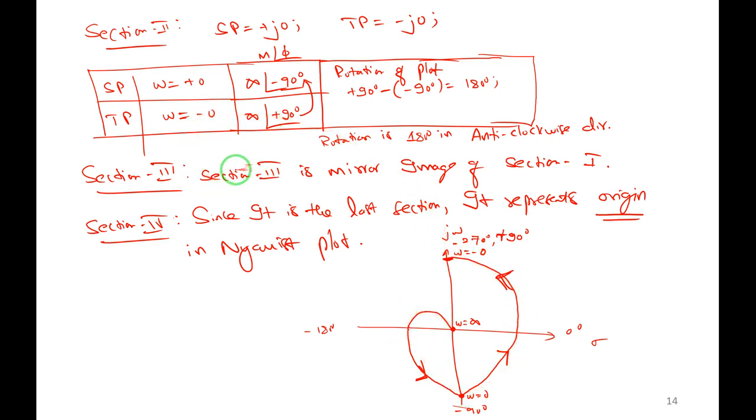Then for section 3, what comment have I written? Section 3 is the mirror image of section 1. So this is the section 1 polar plot. Mirror image means it should be like this. So I'll draw the mirror image. Observe here. No need to change the color, but let me change the color for your reference. It should be exactly the mirror image. I hope you are getting it. So it will come here.